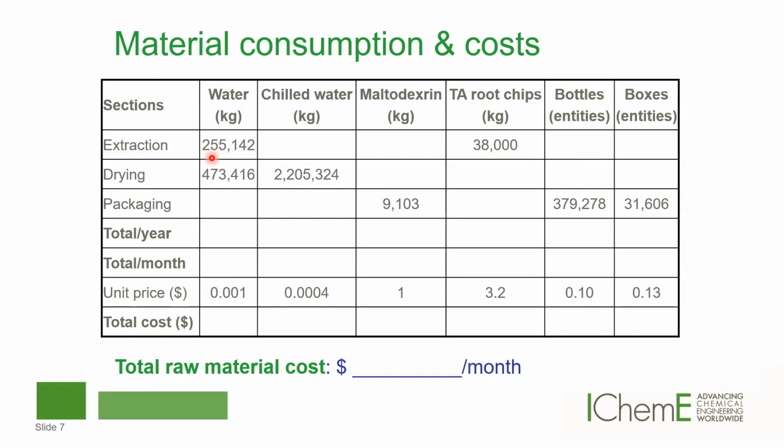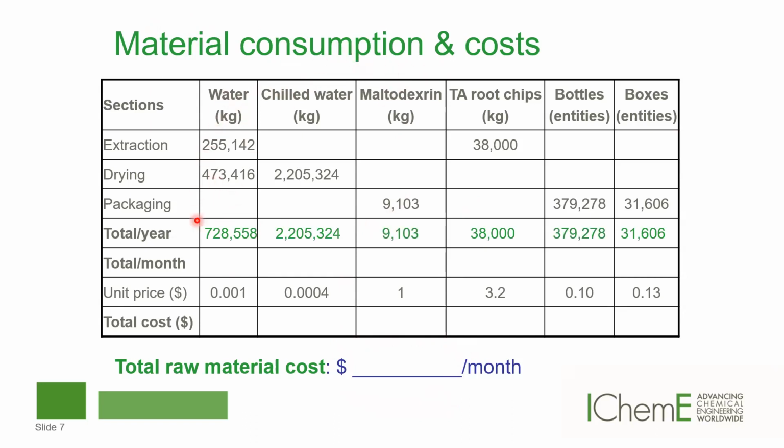The reason why we're doing this is, remember, we need to plot the composite curves. On the y-axis is the carbon footprint, and on the x-axis is the economics. That's why we need to compute both the carbon footprint and the economics. First we focus on the material consumption and cost.